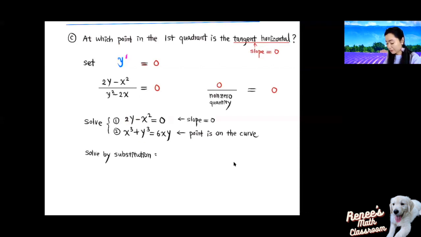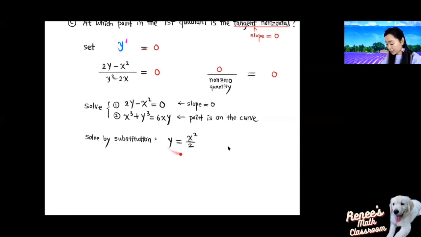Okay, so for the x and y, we have two equations, so we're able to solve for x and y. We can solve this by substitution. We can isolate y from the first equation, so y is equal to x squared over 2. Then you can substitute this into the second equation over here. Let's label this equation 3, and we're going to substitute.